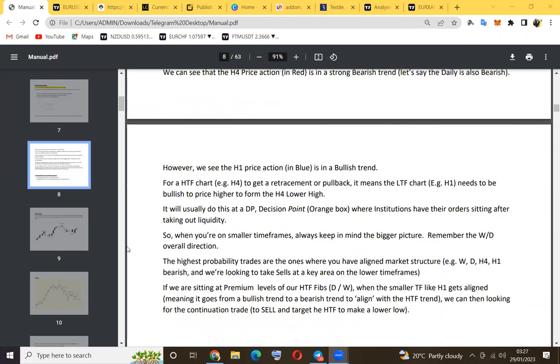Let me come back to this level. It will usually do this at the change in price in a market direction, right? Or the finish of a pullback will normally be done on a decision point, DP.